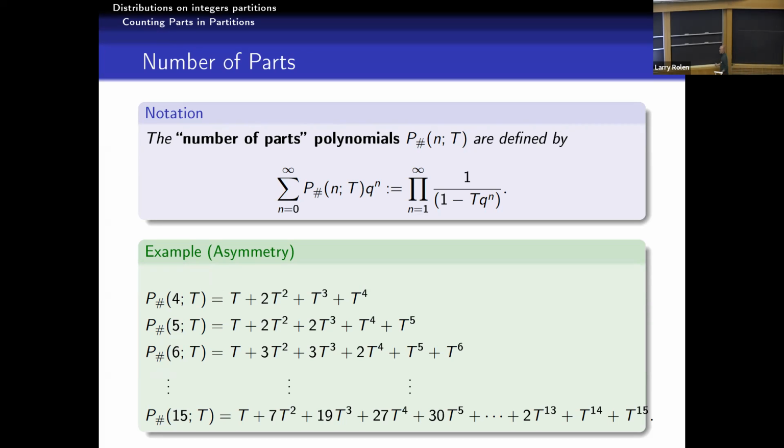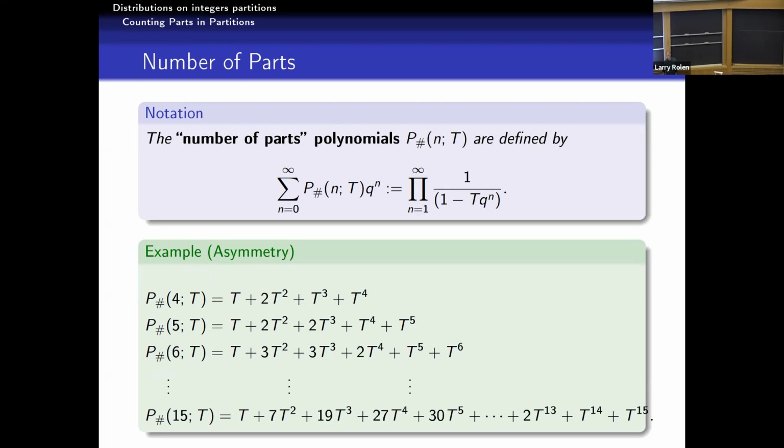Okay, so you can see in this table here. For instance, in that first row, we've got partitions of 4. That first line there tells us that there is 1 partition into 1 part. That's the partition just 4. We've got 2 partitions into 2 parts. So that's 3 plus 1 or 2 plus 2. We've got 1 partition into 3 parts, and we've got 1 partition into 4 parts. And so that's what you end up getting there.